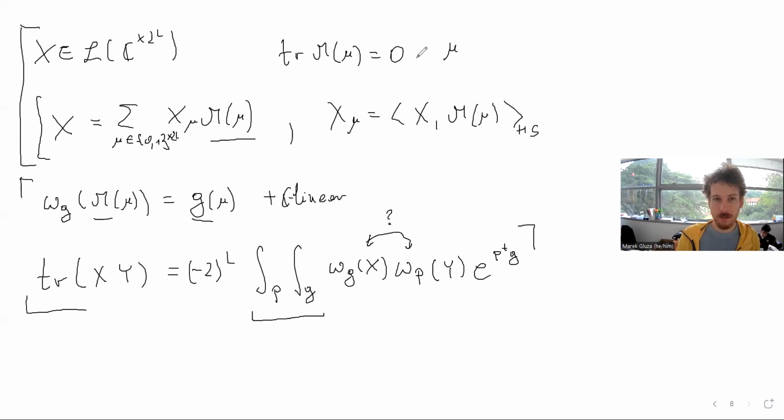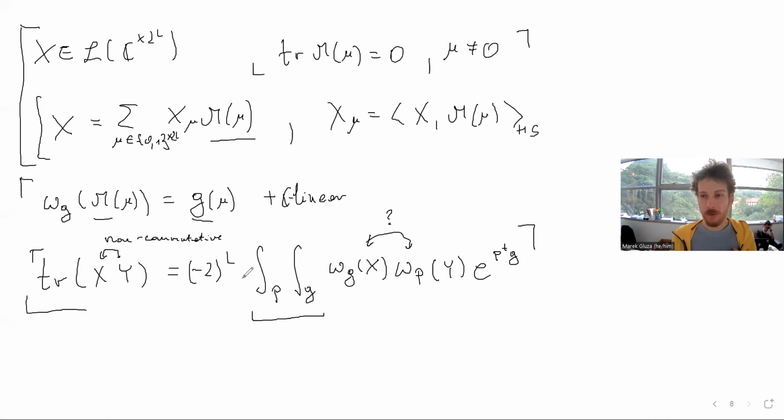unless mu is non-zero, for example, this kind of stuff. And now we know much more about traces. I have two non-commutative operators here. I will write down non-commutative. And what we get is a factor of -2 to the power L, okay?